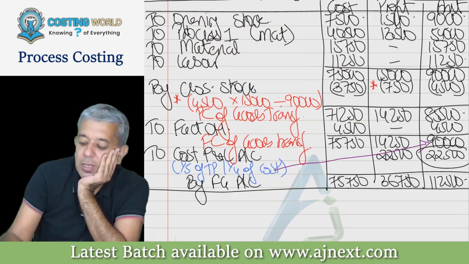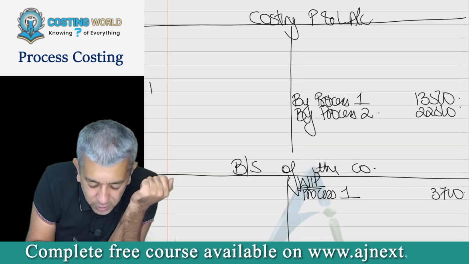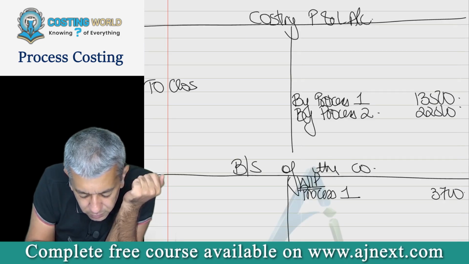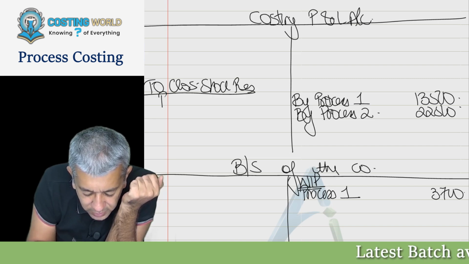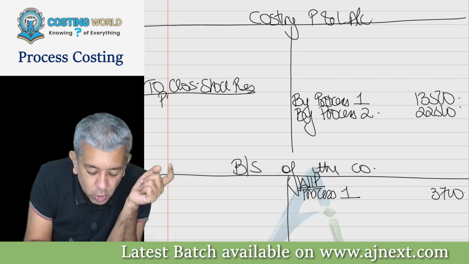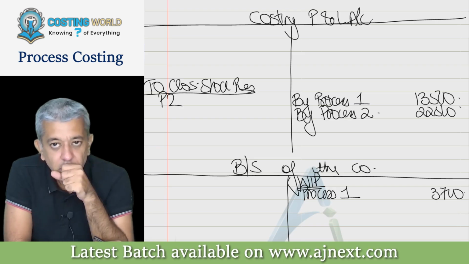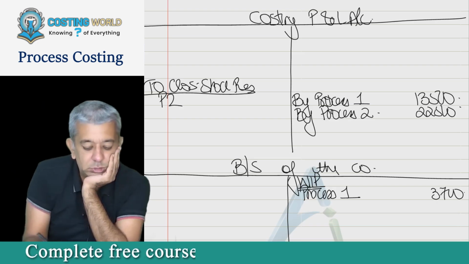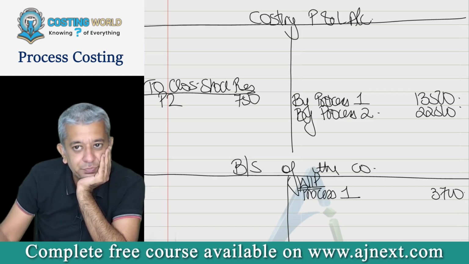Okay. Meanwhile, if you all remember, closing stock reserves will come on the debit side, no? So therefore, this is closing stock reserve. Tell me, in the closing stock of process 2, how much was the profit trapped? 750. So therefore, that particular figure will be coming over here.